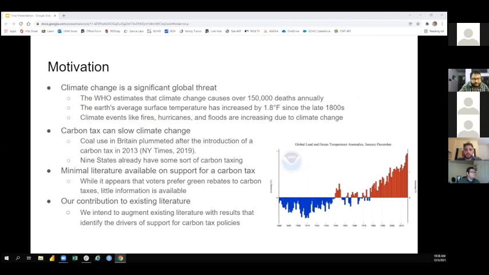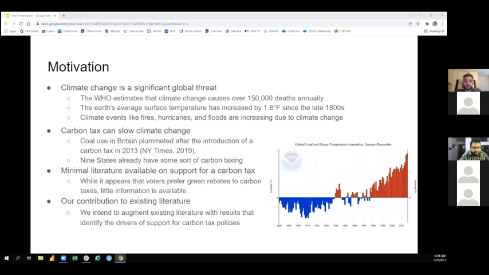First I wanted to go over some of our motivations for this research project. As many of us know, climate change is a significant global threat. The World Health Organization estimates that over 150,000 deaths are caused every year just by climate change. And climate events like fires, hurricanes, and floods are increasing in frequency due to climate change. With that being said, we wanted to look at how a carbon tax can slow climate change, specifically the drivers for support for carbon tax policies.